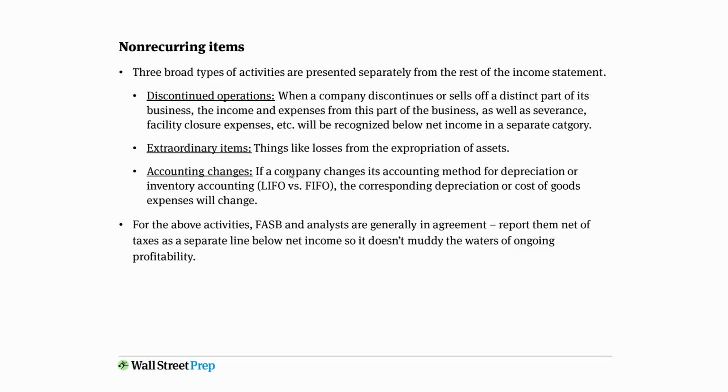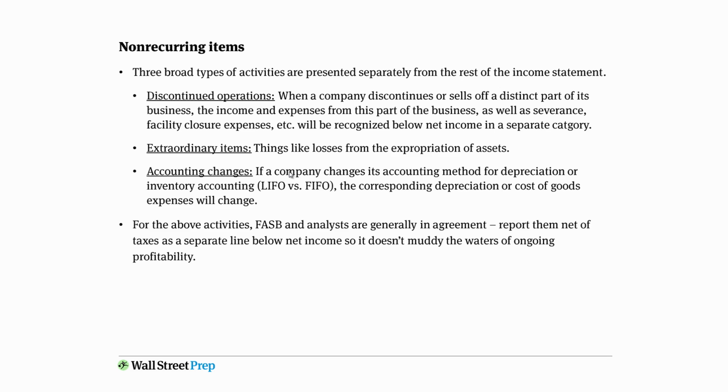Last, we turn to the most interesting of these three most common non-GAAP adjustments, and that is non-recurring items. Non-recurring items are really a cluster of a variety of types of activities which analysts exclude from the income statement. So there are actually three broad types of activities that even GAAP wants you to present separately from the rest of the income statement. Those three types of activities are discontinued operations, extraordinary items, and accounting changes.